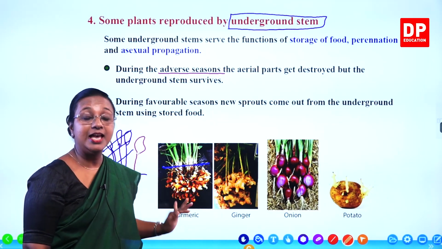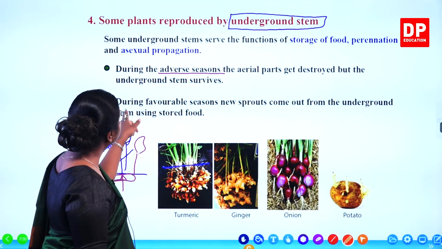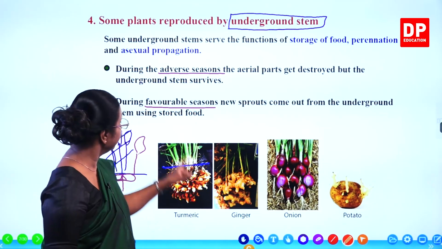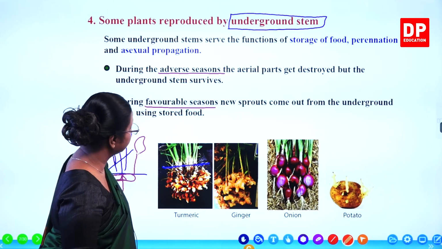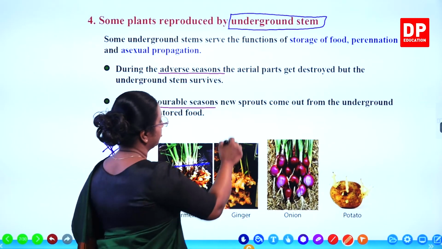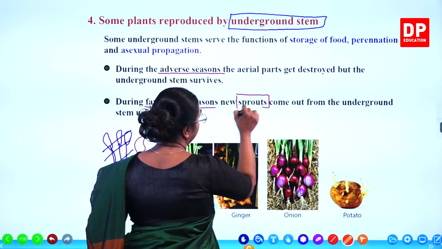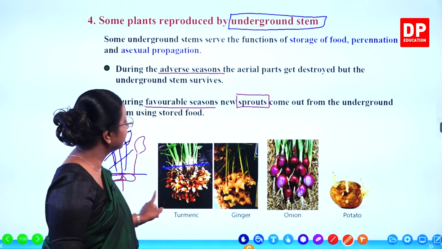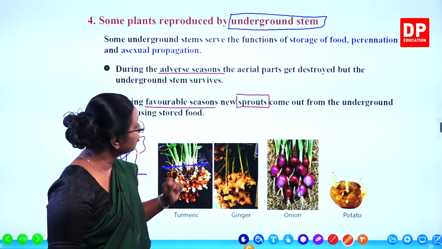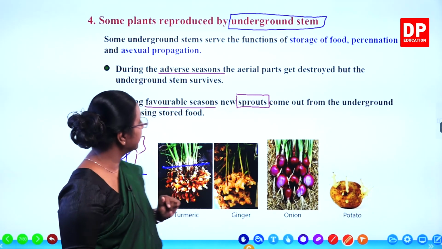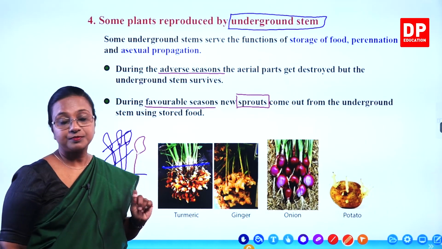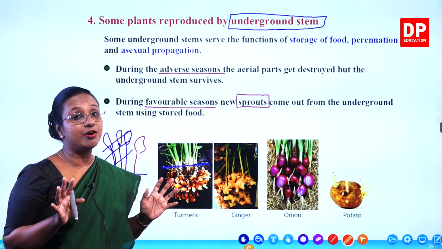That is what I explained to you all. During the favorable season, so initially it was the adverse season, now it is the favorable season, new sprouts, you know the meaning of sprouts, the new plant that is growing from the underground stem. So new sprouts come out from the underground stem using stored food. So now, is this clear to you all?